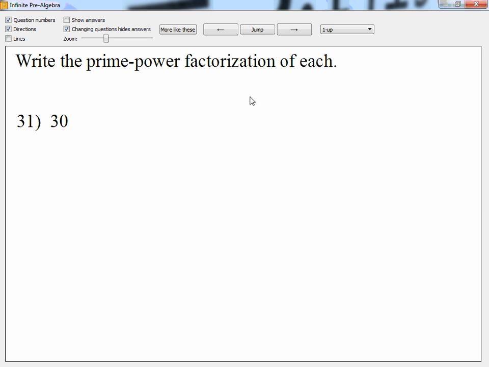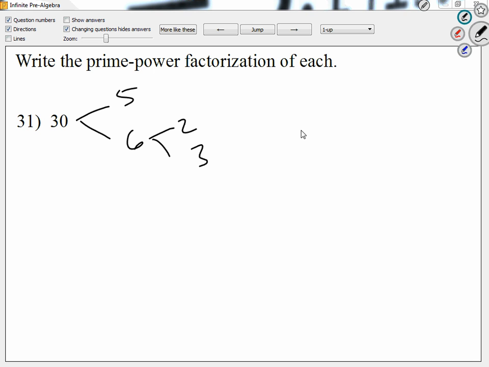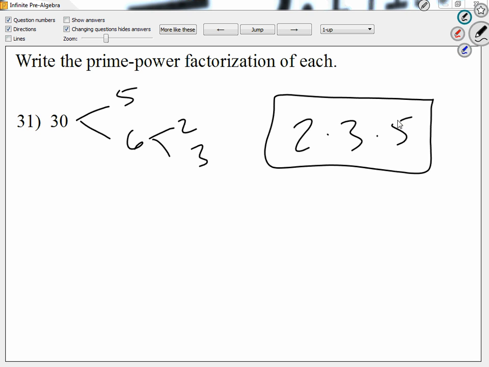Number 31, we're using the prime power. So let's bring this up first. 5 and 6. 2 and 3. None of them repeat. I'm just going to write this as 2 times 3 times 5. None of them repeat. I'm not using any exponents. And once again, on the factors, we try to write them from small to large. Just keep an order from small to large. Any other questions?